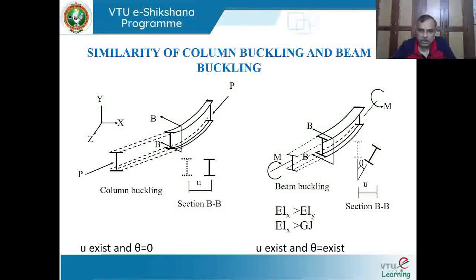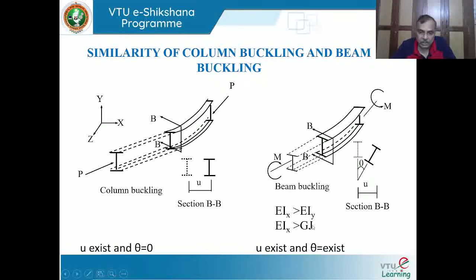Also, as far as column behavior is concerned, it is only the moment of inertia with respect to the weak axis that matters. But as far as beam behavior is concerned, it is the flexural rigidity with respect to X, which is substantially more. X means the horizontal, compared to the rigidity with respect to the vertical. And the flexural rigidity with respect to the X direction is substantially more than GJ, where G is substantially less compared to E. That's what you need to appreciate.